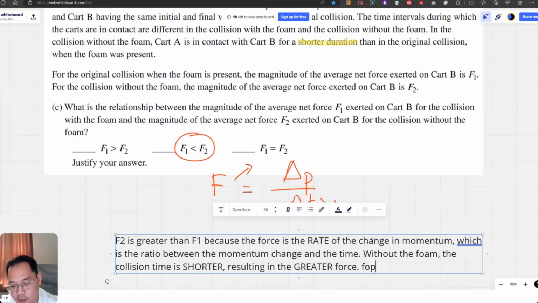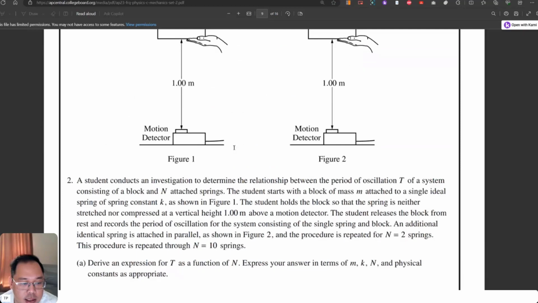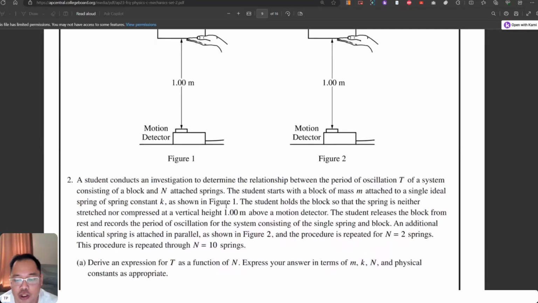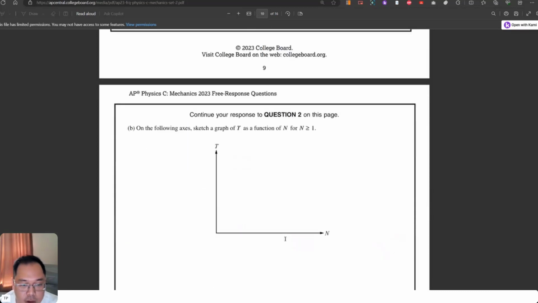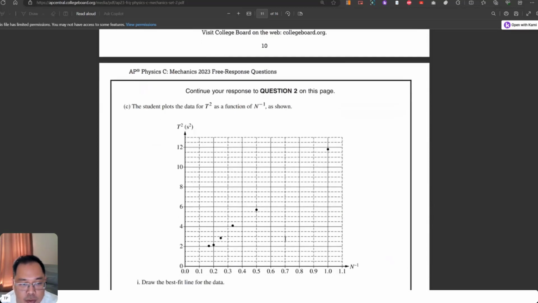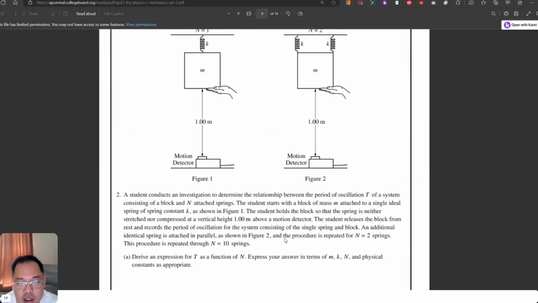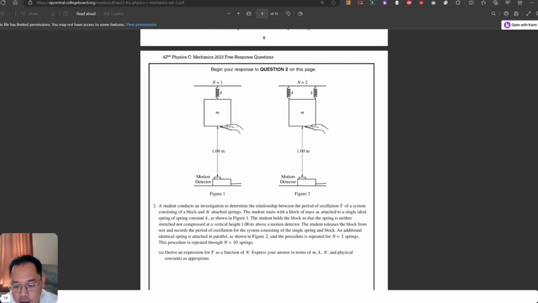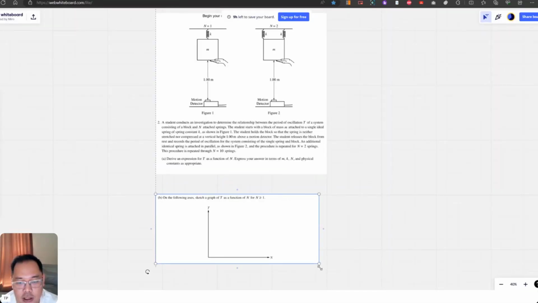For the same momentum change. Question 2, not question 1. Continue. Okay, let's see if we can do this question 2 here. Yes, we can, and it seems not very difficult. We have the 2 springs. Derive an expression for T as a function.